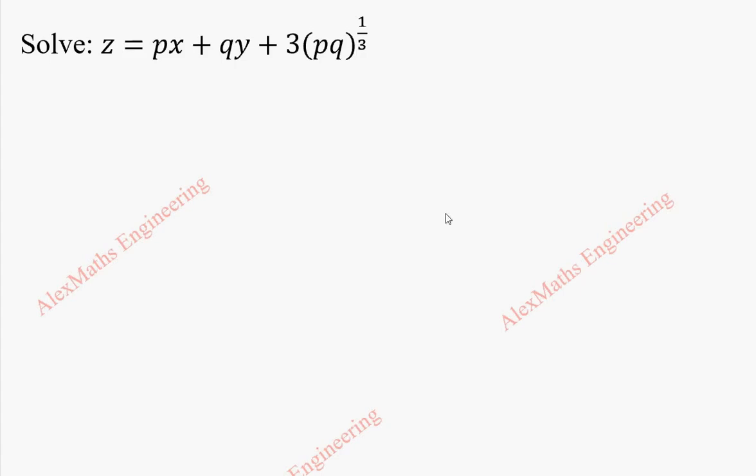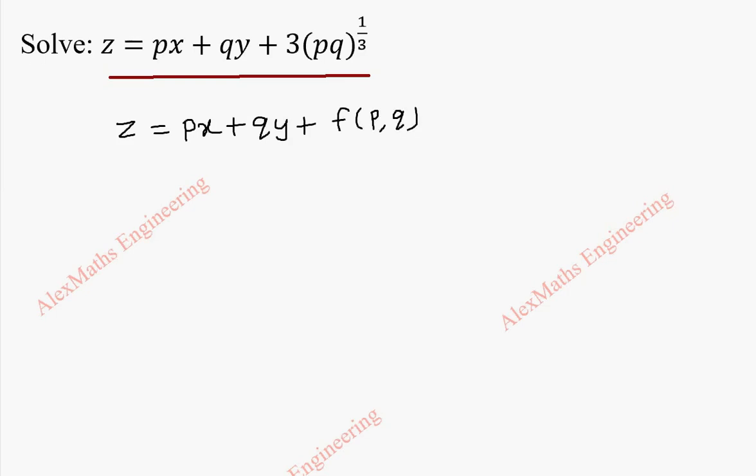In this video, we are going to find a solution for a given partial differential equation. The question is z is equal to px plus qy plus (3pq) whole power 1 by 3. So this given equation is in the form of z equal to px plus qy plus a function in terms of p and q, so f of p comma q.